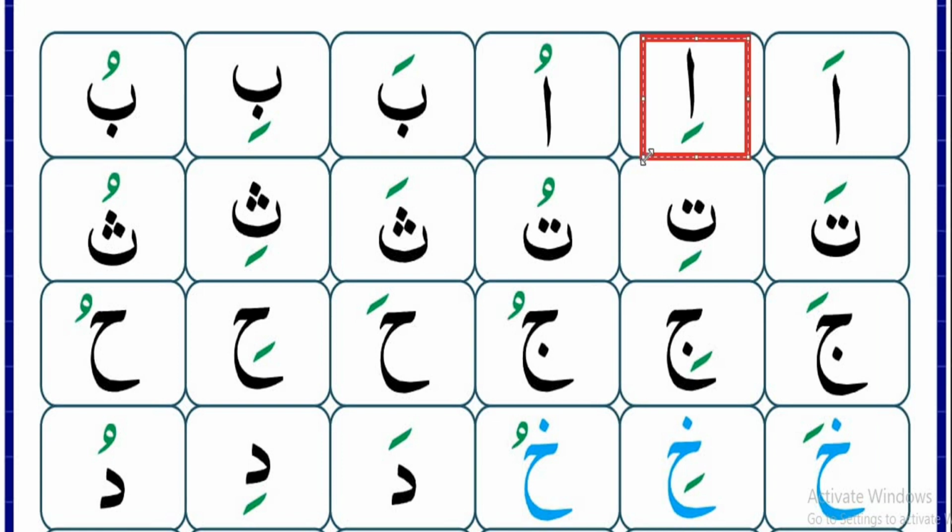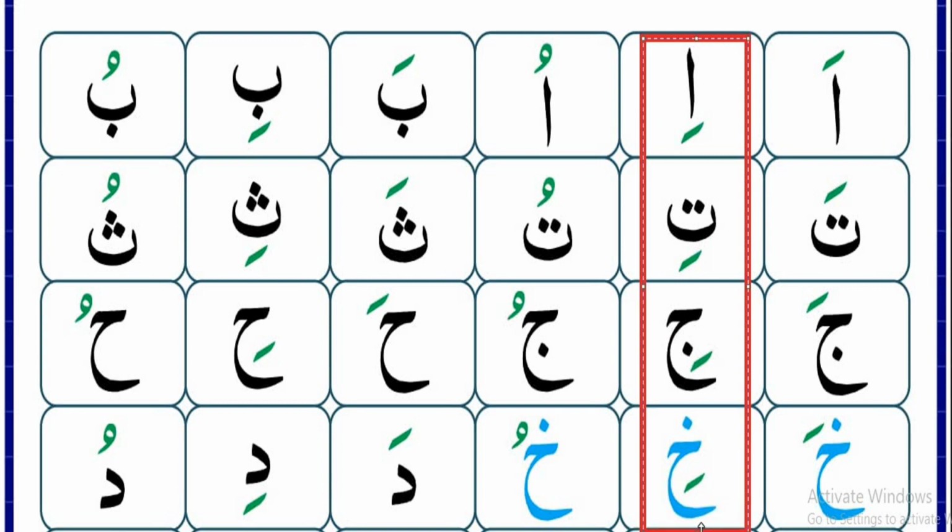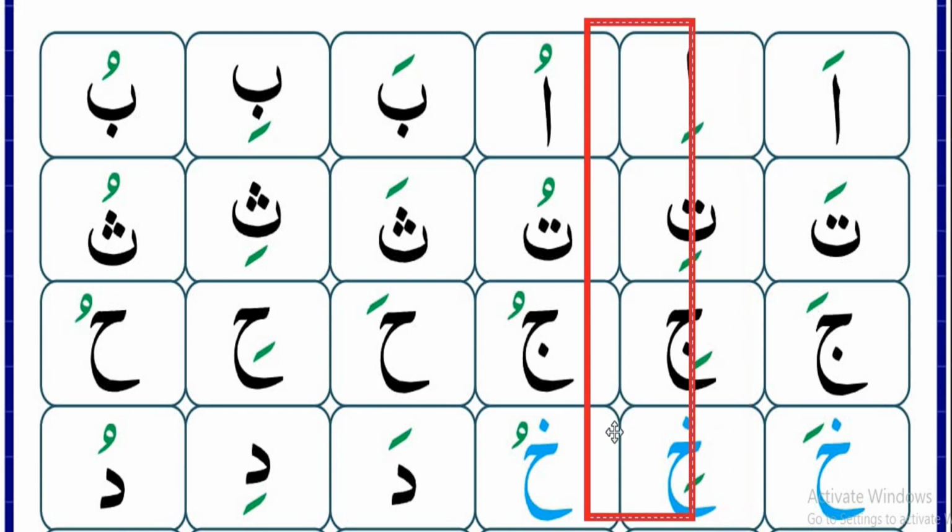And with kasra, again the last sound will remain the same, but the first sound will change. So here the letter is Hamza, so it is e. With the different letter ta, this would be ti, that is ji, that is khi. So e, ti, ji, khi, li, si. That is how you read different letters with kasras.